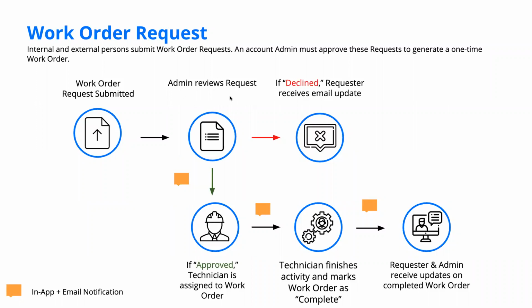They'll go on ahead and review the request. They have two options. They can decline the request or they can approve it, and either option will notify the requester. So if it's declined, it could be that it's a duplicate request or the admin needs more information. If it's approved, then it's assigned to a technician, and then the technician will go ahead and process out that work order, fix that faucet handle, and once that's done and completed, both the requester and admin receive the updates. So let's do a quick overview.